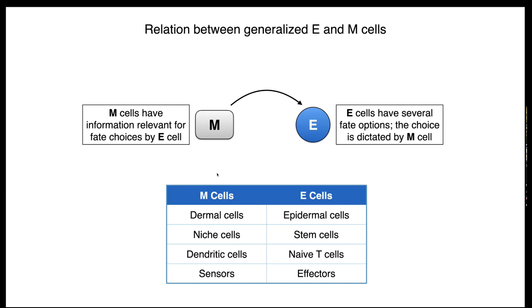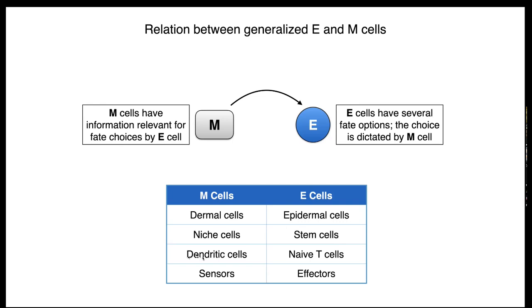And now we don't have to be attached to dermals, feathers, scales, and things like that. Now we can say there are two categories of cell. And in addition to dermal and epidermal, as a relation between M and E, we can have other types of biological scenarios. For example, M cell could be niche cell and E cell could be stem cell, because they also have the same relation. Niche cell defining fate choices of stem cells, self-renewal, differentiation, and so forth.